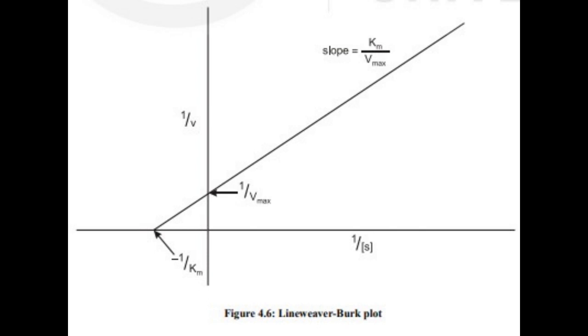Look at figure 4.6. When 1/V is plotted against 1/S, a straight line is obtained having a slope of Km/Vmax, an intercept of 1/Vmax on the 1/V axis, and an intercept of -1/Km on the 1/S axis. Figure 4.6, Lineweaver-Burk plot.